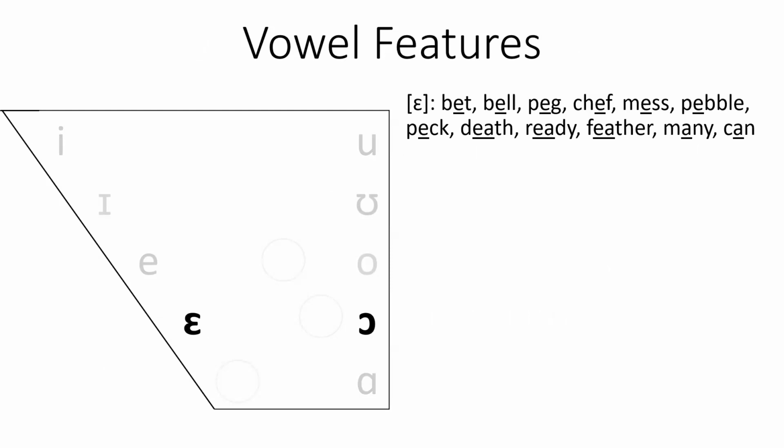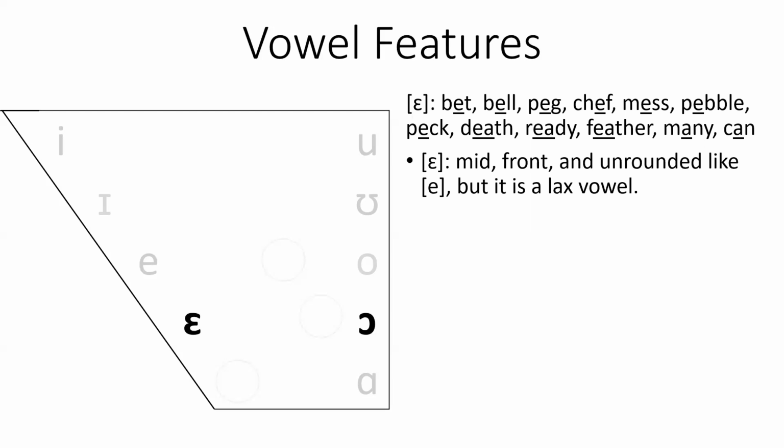First there's epsilon. That one looks a little bit like a backwards 3, but you notice it is the lowercase letter size. The nickname of this symbol is epsilon, and it is a Greek letter called epsilon. Handily, epsilon starts with that sound that this represents. You can hear it in bet, bell, peg, chef, mess, pebble, peck, death, ready, feather, many, and ken. So in a lot of cases it is a single E. In some cases you get those EAs, which we also pronounce that way. And in a couple of cases you have an A pronounced that way, which is usually pronounced differently.